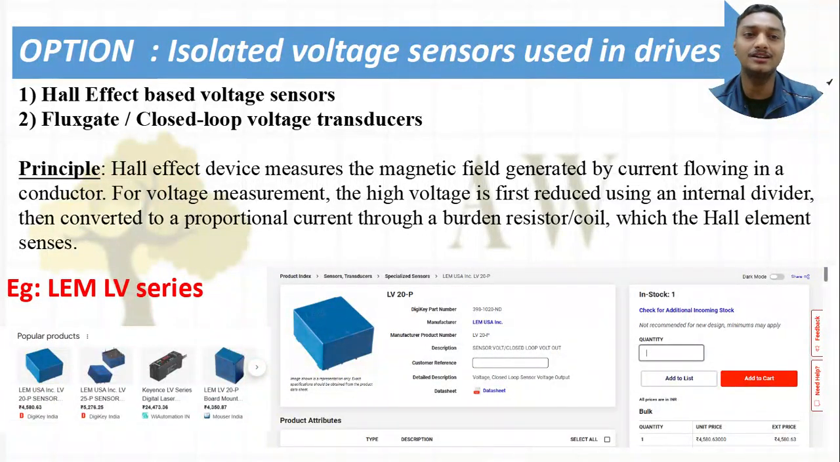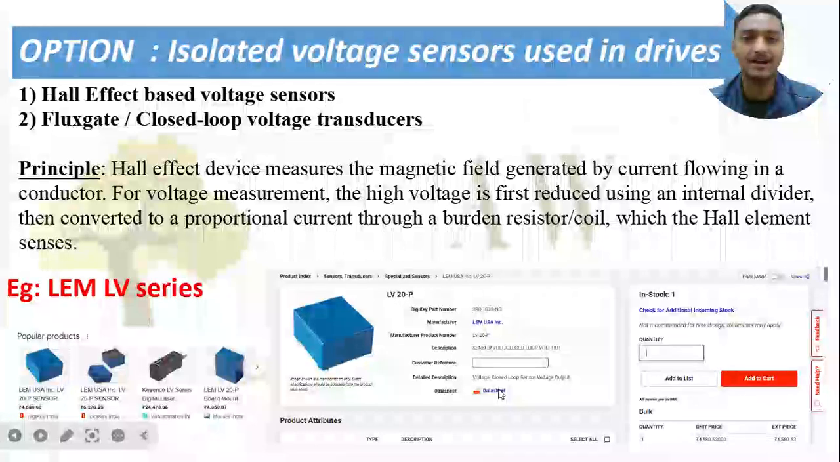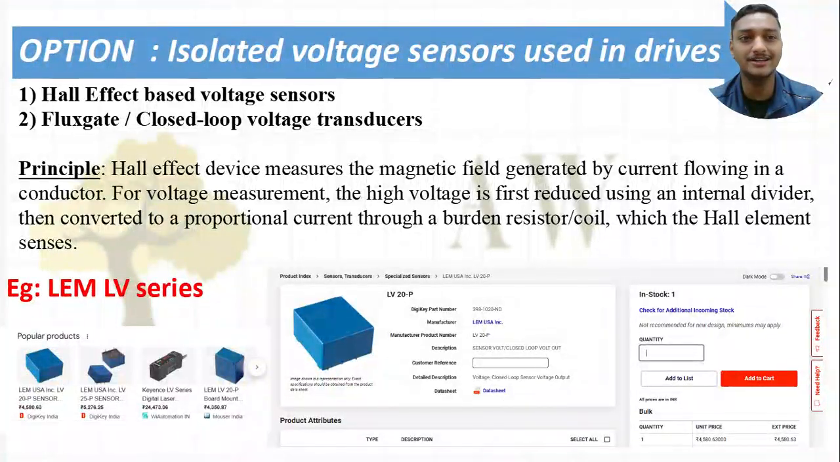So generally drives people use this particular sensor, but its cost is very high. You can see 4,580. So it is very costly. And another thing, its bandwidth is very low. You can see the data sheet of this and find that the bandwidth is very low, I guess 200-300 kilohertz, which is not suitable for our high frequency power electronics applications. But if you are interested to work in the drives domain, then you will generally see these sensors used.